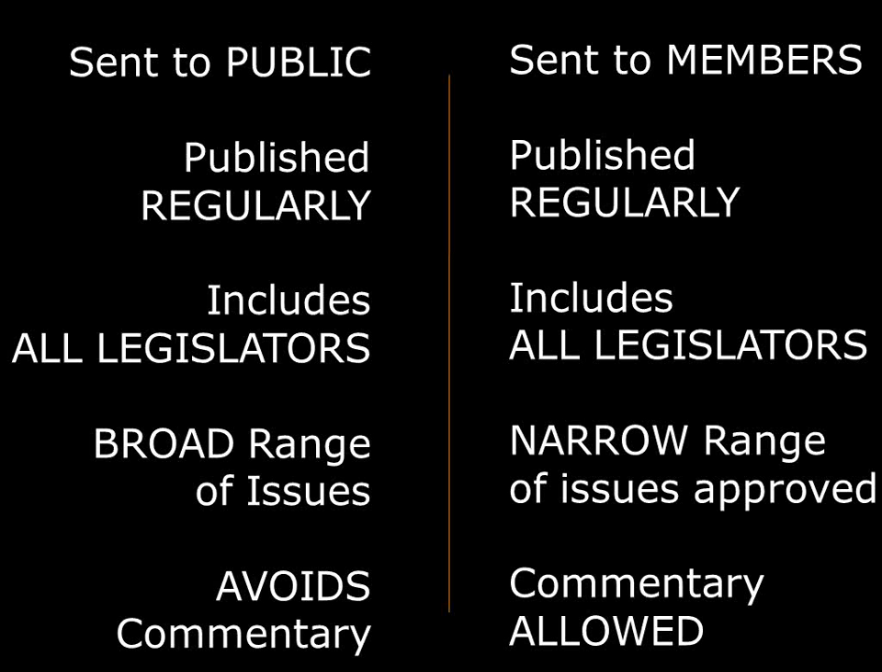The second safe harbor that the IRS offers us is when we disseminate a legislative scorecard to our members, in membership organizations. So if you disseminate a scorecard to your members, you can publish it. You have to publish it regularly. Traditionally, you want to do it towards the end of a legislative session. You want to include all legislators in that scorecard. But in a scorecard disseminated to your members, you can cover a narrow range of issues. You can just find a few issues that you care about and cover those, and you can also make commentary on the scorecard. So there's a little more leeway if it's going to members and members only.